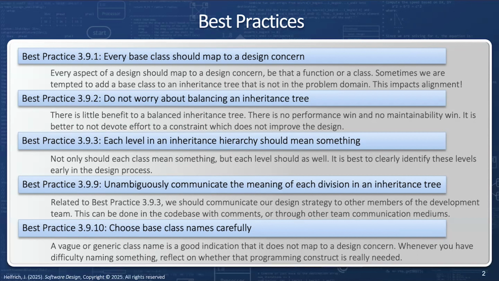Now, bad base class names are the same thing. Almost always it's an indicator we have a poorly designed inheritance tree. Sometimes that's not the case. That's why it's a smell and not a hard and fast rule, but most of the time it's the case. Whenever you have difficulty naming something, whether that's a class name or a function name or even a variable name, reflect on whether that programming construct is really needed.